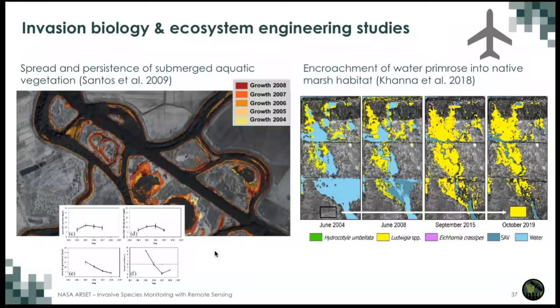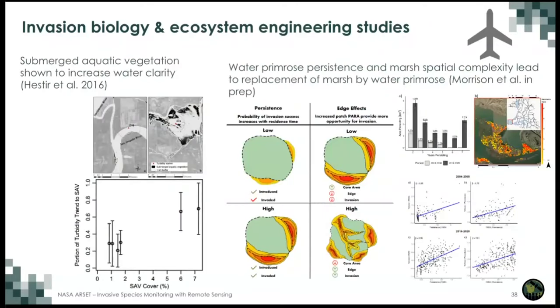In 2018, Khanna et al. used the very long time series of maps in order to start documenting the spread of water primrose, that Ludwigia, into native marsh habitat. And they showed for the first time that this creeping emergent species, which had primarily been aquatic up until this date, sometime between 2008 and when they started flying the data again in 2015, had substantially expanded into the marsh and had actually started to behave in an amphibious nature, meaning that it was moving into terrestrial and marsh environments and resulting in the mortality of this marsh, thus changing the ecosystem, being a true ecosystem engineer in terms of the structure of these wetlands.